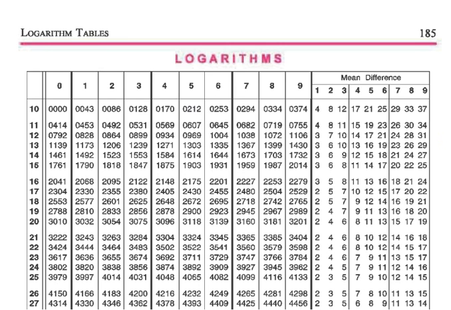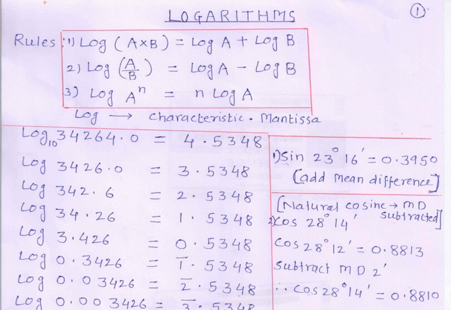Again come to the problem. We want to see the log of 3426. From the left hand side, the first 2 digits should be seen in the first column. The next digit, that is the third digit, should be seen in the next corresponding column. And the fourth digit is for the mean difference. So the number is 34 in the first column, the third digit in its column, and add the mean difference of 6. Mean difference is always to be added. So come back to the logs.